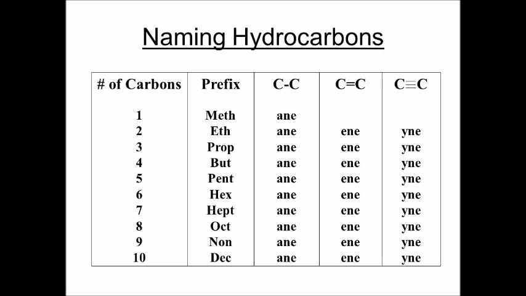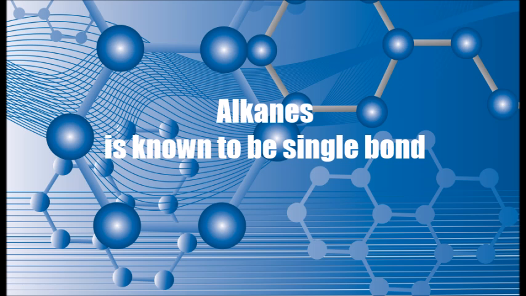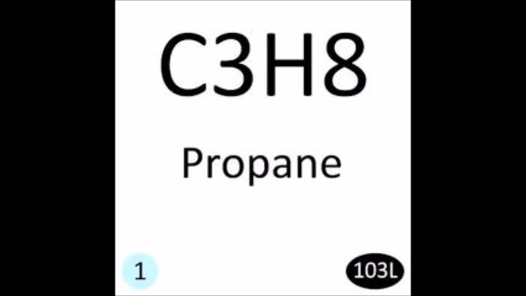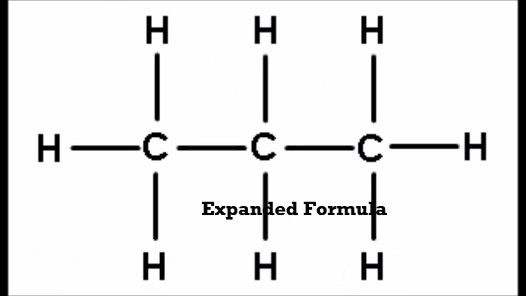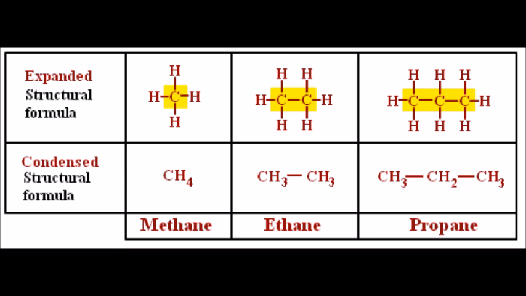This picture represents the number of carbon atoms. This is needed when naming the alkanes, alkenes, and alkynes. So, let's go first to alkanes. Alkanes are known to have single bonds. They can be represented as molecular formula, expanded formula, condensed formula, and line formula.